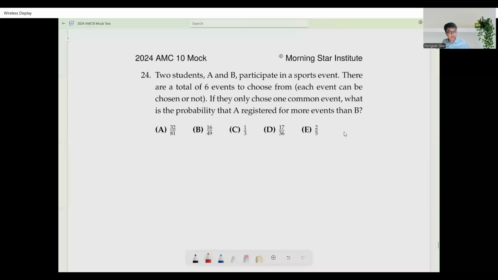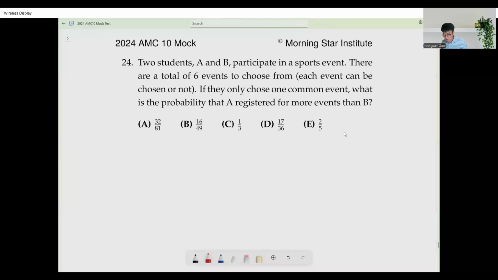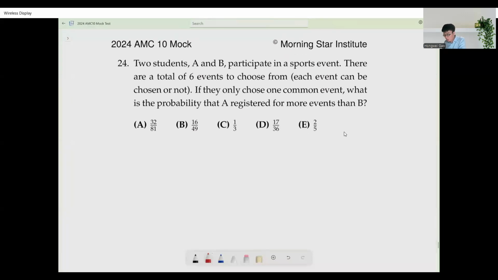Let's do question 24. Two students, A and B, participate in a sport event. There are totally 6 events. Let's call these events 1, 2, 3, 4, 5, 6. Now, they only choose one common event. That's the fact, okay? They only choose one common event. What's the probability that A registered for more events than B?